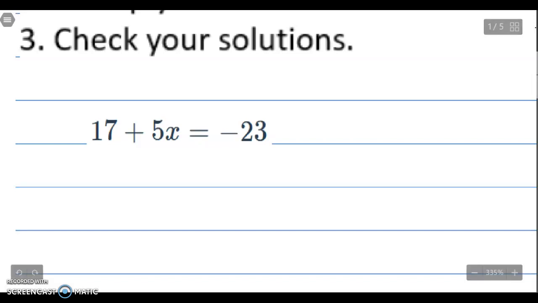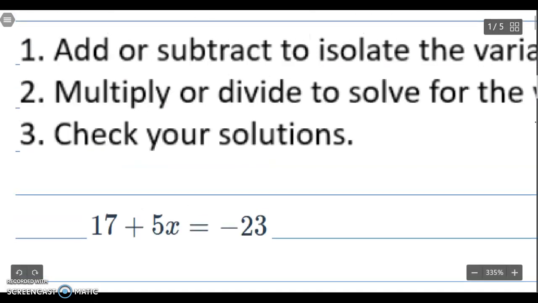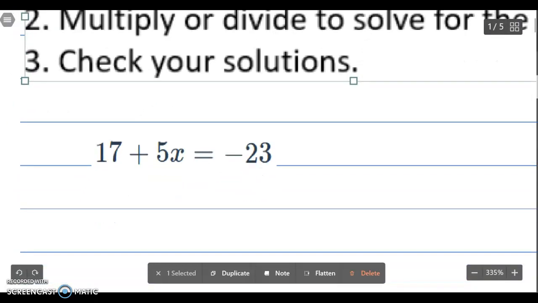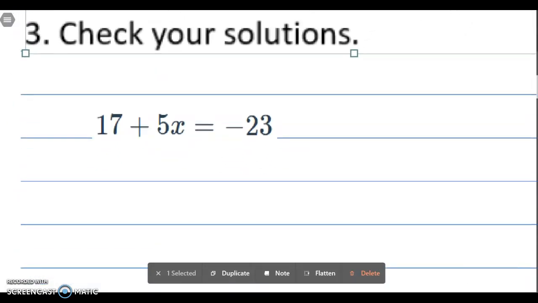So here we've got 17 plus 5x equals negative 23. The first step is to isolate the variable. The variable is multiplied, 5x, so I want to remove everything else around 5x. I have 17, so I have to remove it, but in order to remove it, I have to do the opposite. What I have here is a positive 17, so the opposite is a negative 17. That's going to make this 0, which will isolate the 5x.